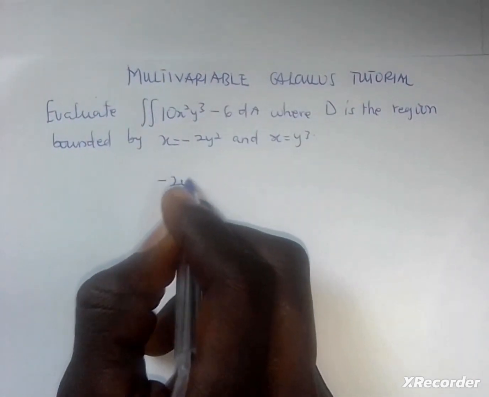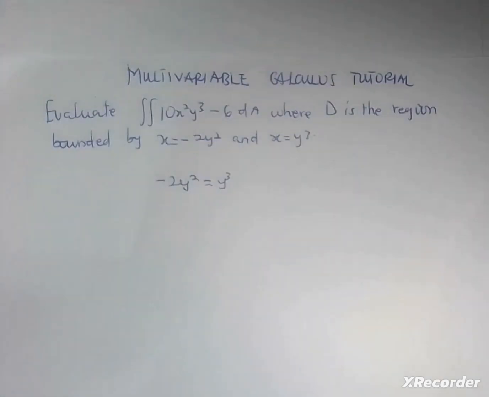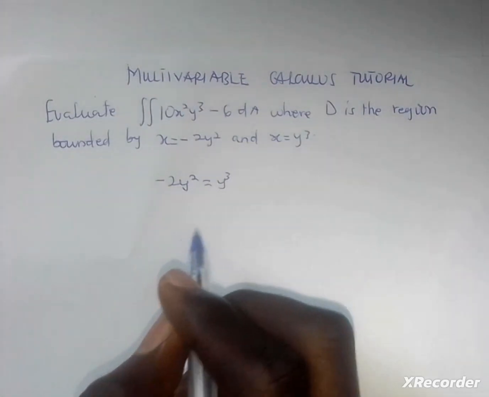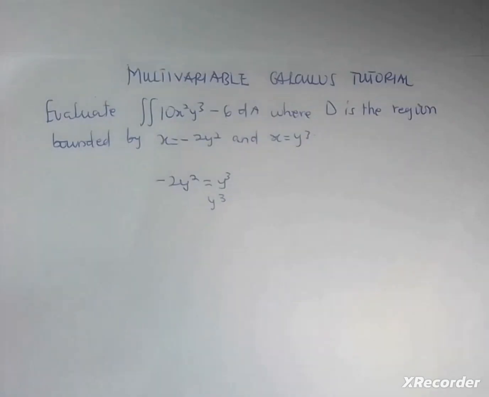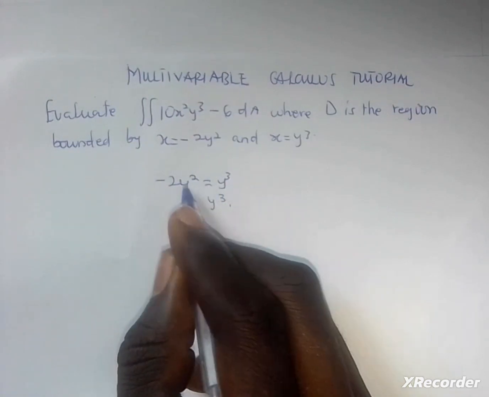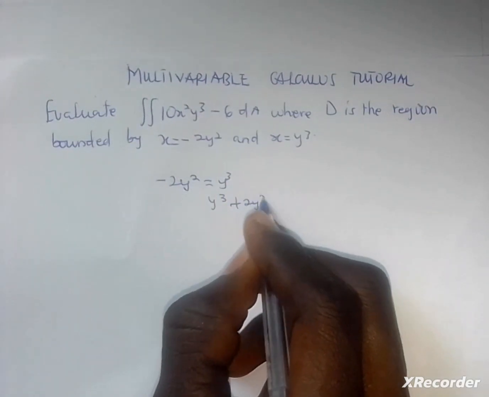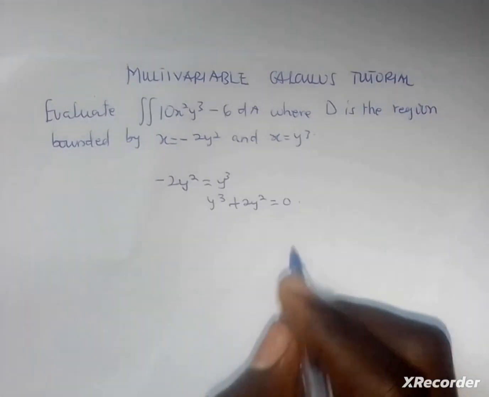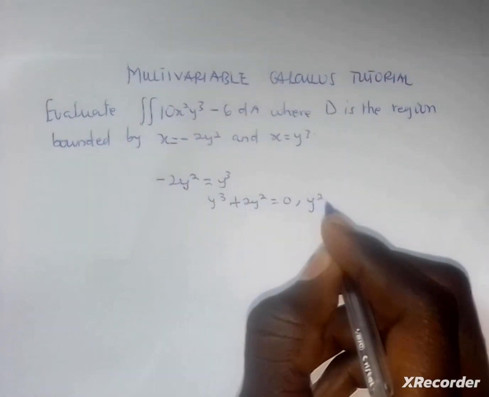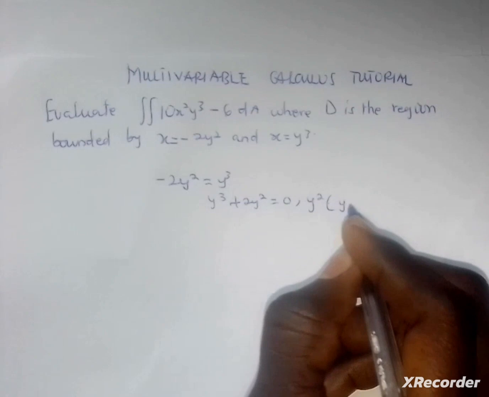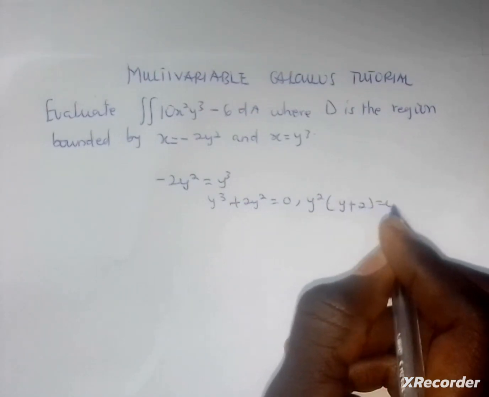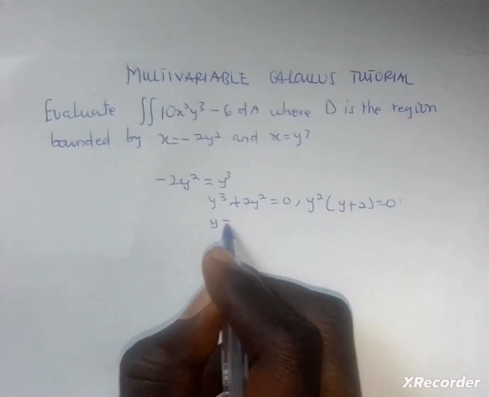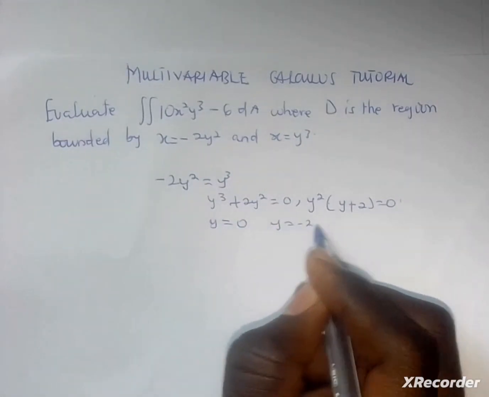Therefore, negative 2y squared is equal to y cubed. From here, I can find y. So how do I find y? I'll bring this one over, so y cubed plus 2y squared is equal to 0. Once I have this, I can factorize y squared out. So y squared, open brackets, y plus 2, is equal to 0. From here I can see y is equal to 0 and y is equal to negative 2.